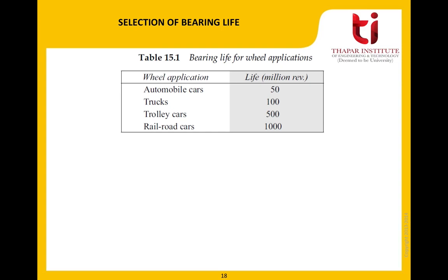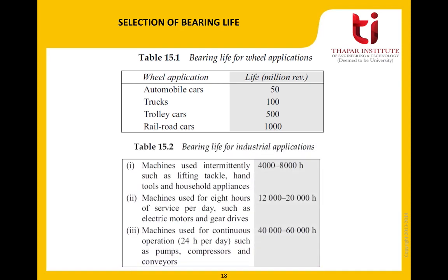It must be noted that for all kinds of vehicles, the speed of rotation is not constant and the desired life is expressed in terms of millions of revolutions. In other applications, the speed of rotation is relatively constant and the desired life is expressed in terms of hours of service. For example, the recommended bearing life for some of the applications is given in table 15.2. The values given in the above two tables are only for general guidance. For a particular application, the designer should consider past experience, the difficulties faced by customers in replacing the bearing, and the economics of breakdown costs.